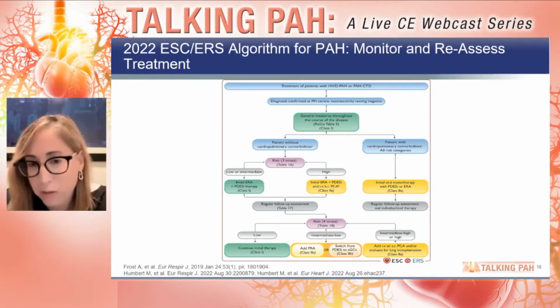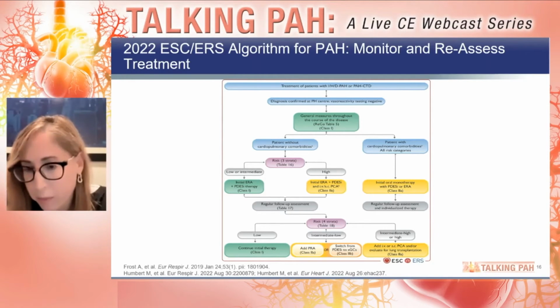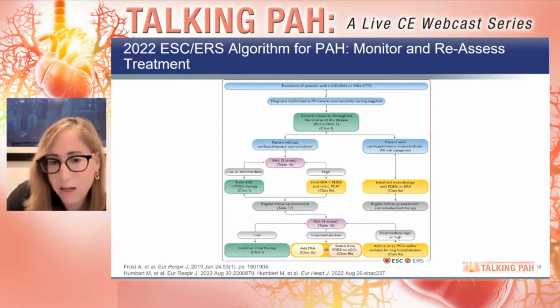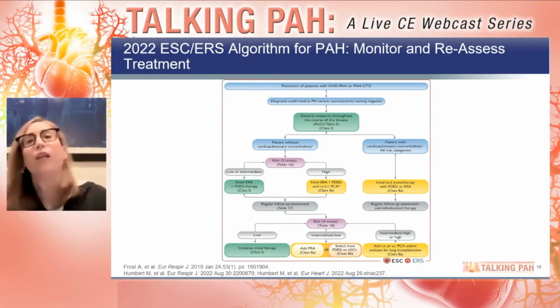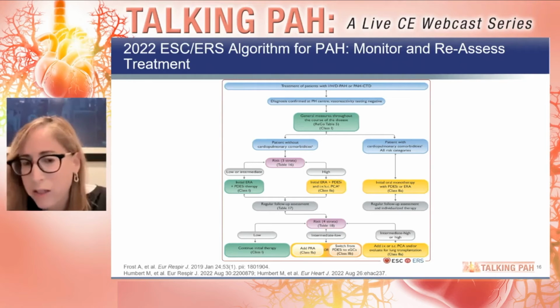Every patient should have general measures throughout, which include oxygen if needed, diuretics, digoxin plus or minus, and right now we are not recommending anticoagulation. And what this table is really trying to show is that if patients have lots of comorbidities, you just want to understand if the comorbidities are the predominant problem or if it's the pulmonary vascular disease.